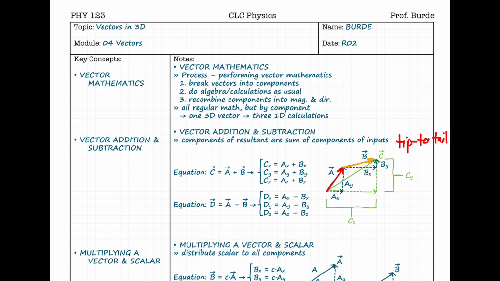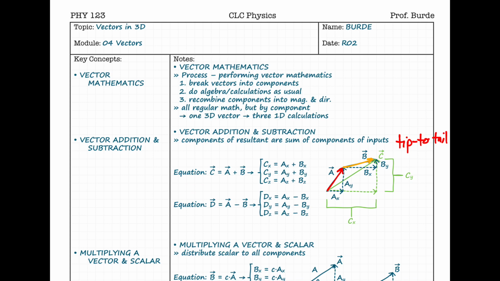And notice as well that when we break these up into components, we have the x and y components of vector A, we have the x and y components of vector B, and notice here that the x component of vector A plus the x component of vector B gives us the x component of vector C. Likewise, the y component of vector A plus the y component of vector B gives us the y component of vector C. So when we're adding these vectors together, we can add them by components. Adding the x components gives us the x component of the resultant. Adding the y components gives us the y component of the resultant, and so forth.